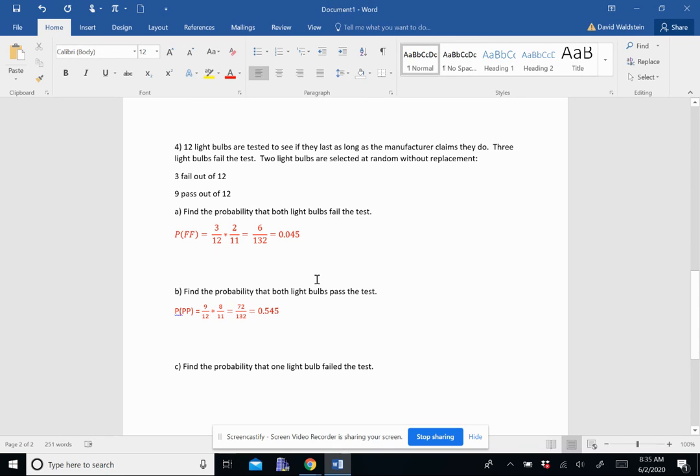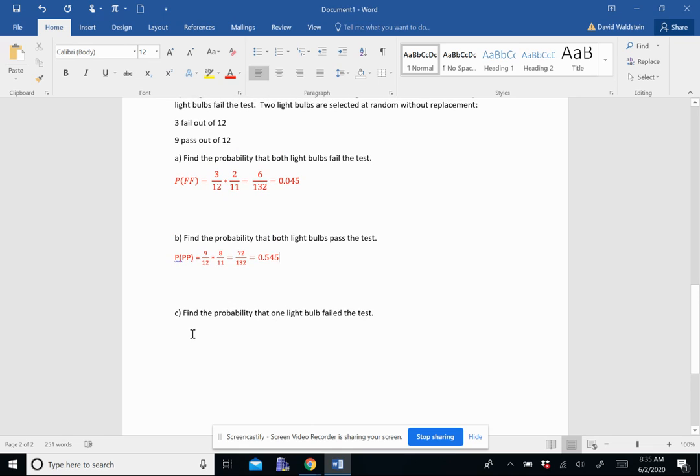Again, remember your probability needs to be between 0 and 1. If you get a negative number or if you get a number larger than 1, then that doesn't make sense. Again, find the probability that one light bulb failed the test. All right, so with 2 light bulbs being selected, our only 3 options are both fail, both pass, and then 1 fails or 1 passes.